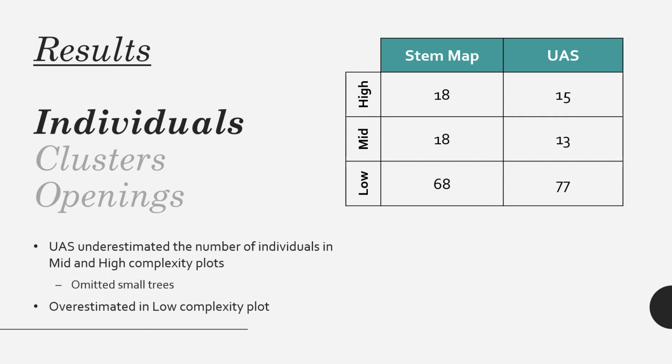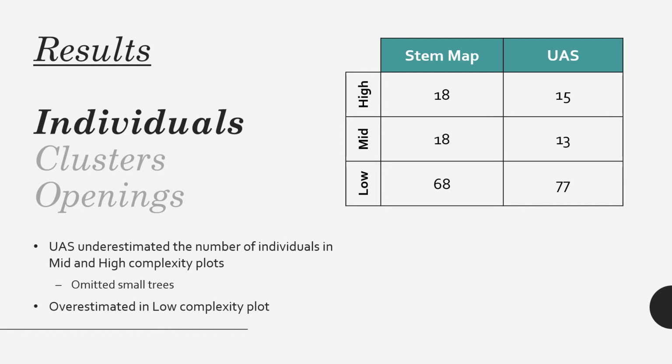Comparing our UAS data to the STEM maps, we found that it underestimated the number of individuals in the mid and high complexity plots. These missing trees were mostly small trees, those less than about 2.5 meters in height, that were entirely omitted from the data set. The drone just didn't detect them. But then we found that individuals were overestimated in the low complexity plot, and we decided to look into that a little bit further.